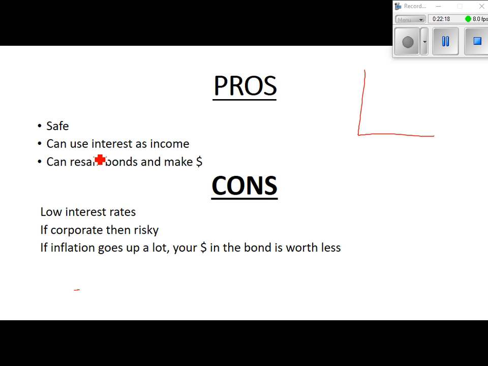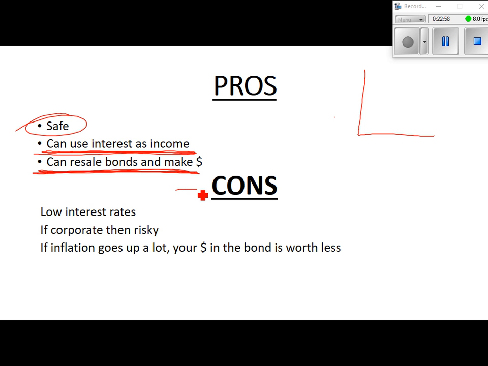Pros and cons of bonds. Again, make sure you write down your letter. Bonds are very safe if you get the right kind. You can use the interest as income, so if you put enough money in the bonds, as that interest comes in each month or quarterly or whatever they pay you, you can just use that as income. A lot of times, and I don't know a whole lot about this, but you can resell the bonds and make money off of them. So if you buy a bond and you have it for a couple years and it's a 10-year bond, you could sell it and maybe make some money off of it.